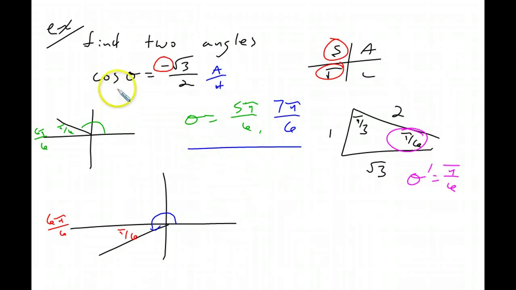If you want, again, you can check it out. Plug in cosine of 5 pi over 6 and cosine of 7 pi over 6.